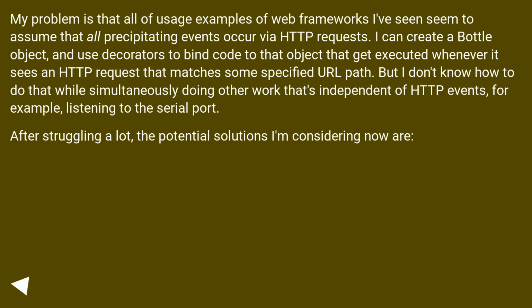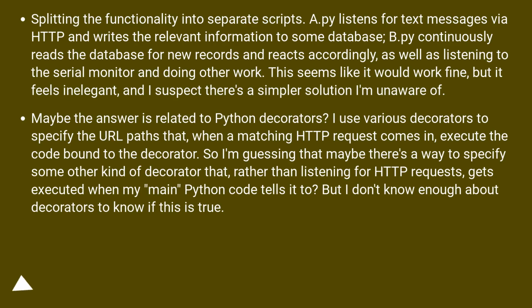After struggling a lot, the potential solutions I'm considering now are: splitting the functionality into separate scripts. A.py listens for text messages via HTTP and writes the relevant information to some database. B.py continuously reads the database for new records and reacts accordingly, as well as listening to the serial monitor and doing other work.